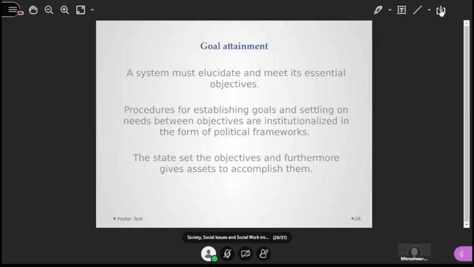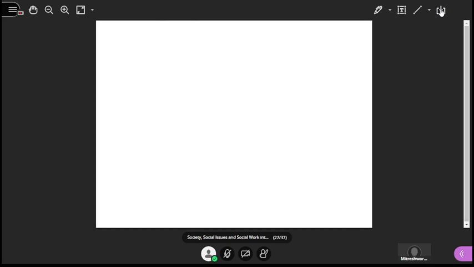Next, goal attainment. A system must elucidate and meet the essential objectives. Procedures for establishing goals and settling on needs between objectives are institutionalized in the form of political frameworks. The state sets the objectives and furthermore gives assets to accomplish them.